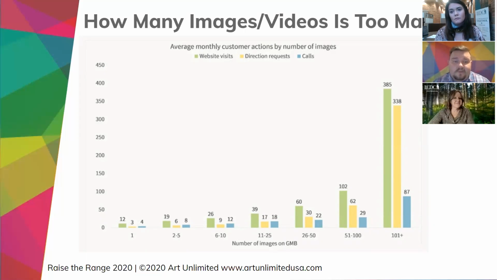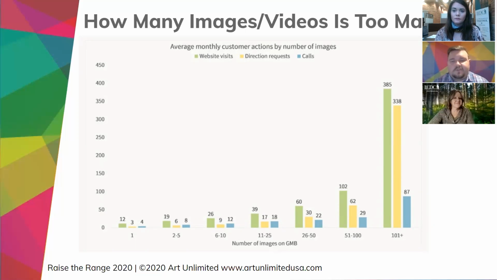This graph right here that we're looking at is from a study that was done around this time last year, where they took a pool of 1,000 different listings from multiple different industries, and basically they looked at how many monthly customer actions, so you know, calls, direction requests, or website visits, does a listing get based on the amount of images. And so you can see for a listing that had one image, a logo, they're getting on average every month 12 website visits, 3 direction requests, 4 phone calls.